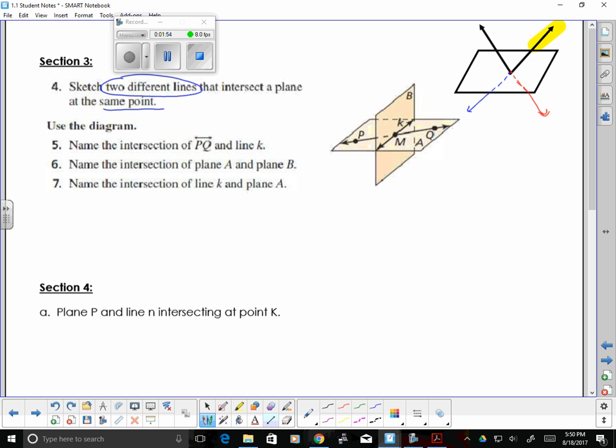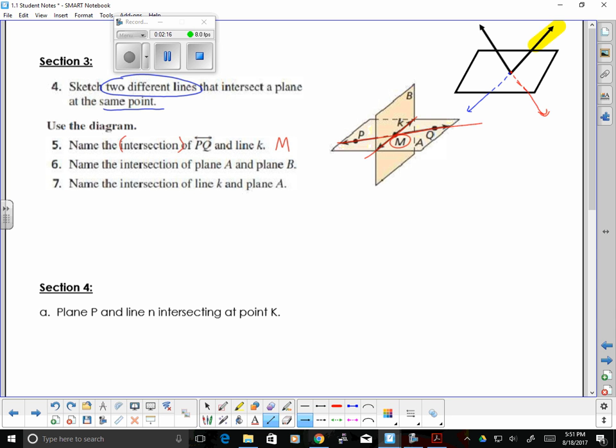All right, let's look at the picture on the right. Name the intersection, so what point is shared between line PQ here and line K, which is here. Where do they meet? You can see it right here, point M. And we can just write M in geometry, telling us that's a point.